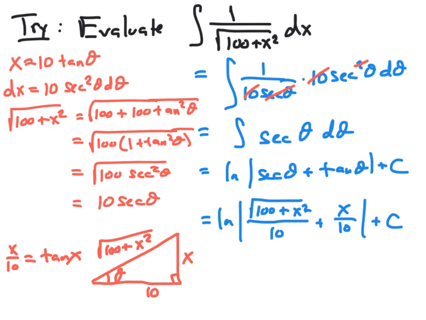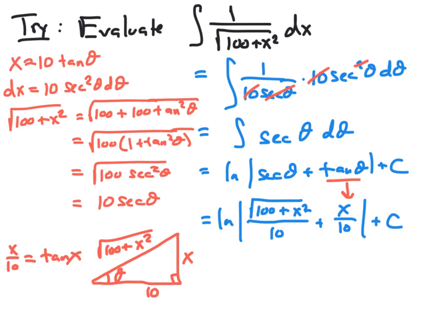We know an antiderivative for secant theta is the natural log of the absolute value of secant theta plus tangent theta plus c. And so to finish off our integral, we need to know the values for secant theta and tangent theta in terms of x, and then substitute those expressions in for secant theta and tangent theta, respectively. Well, we return to our substitution, x equals 10 tangent theta. Dividing both sides by 10, we see that x over 10 is equal to the tangent of theta. And so that will allow us to replace tangent theta with x over 10.